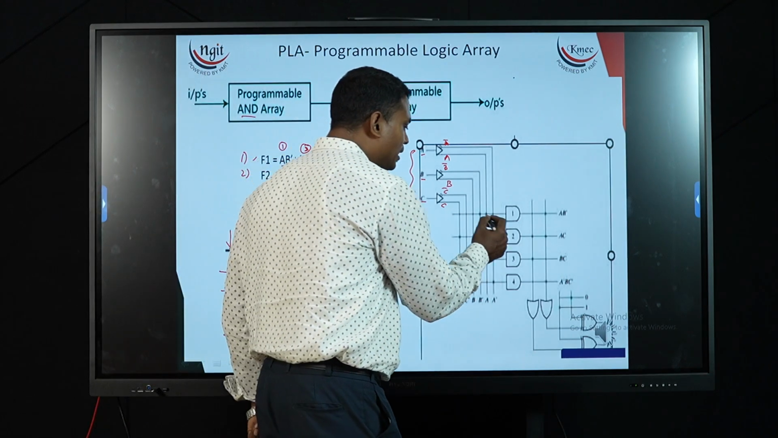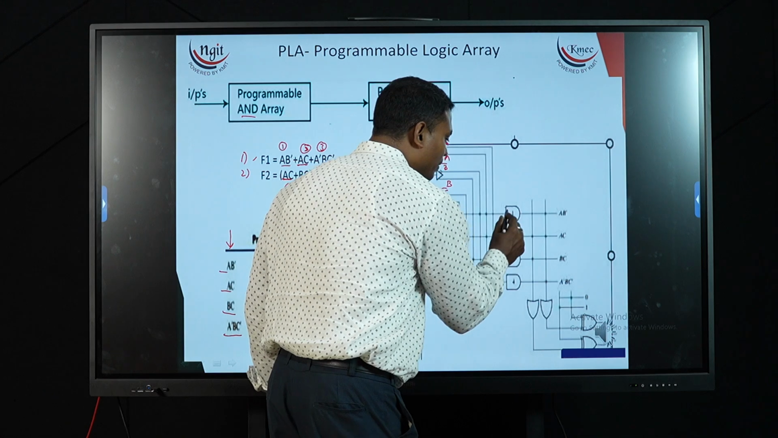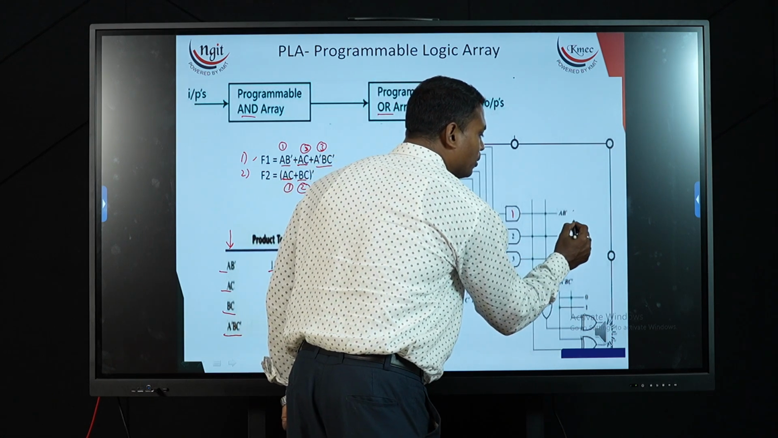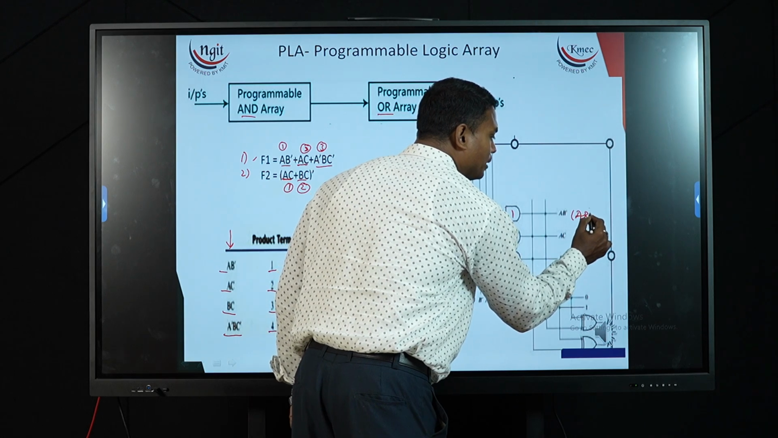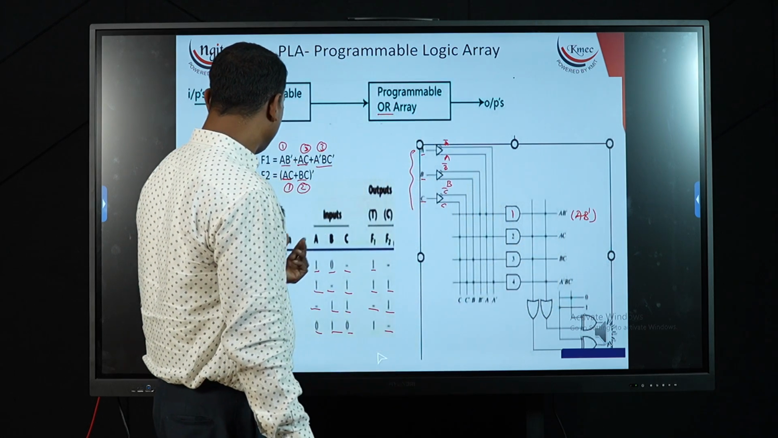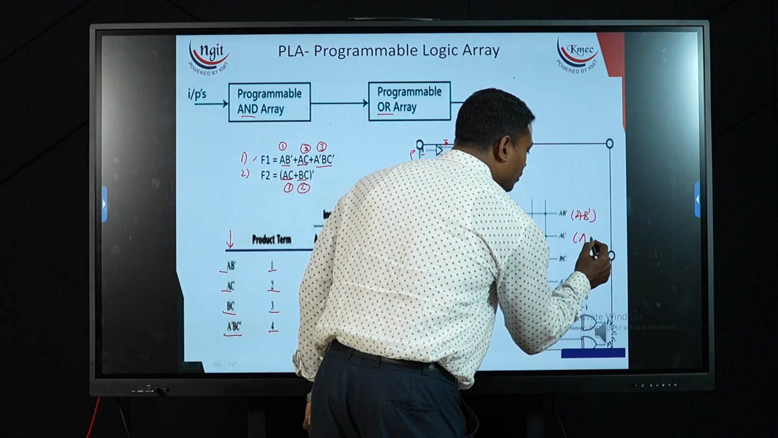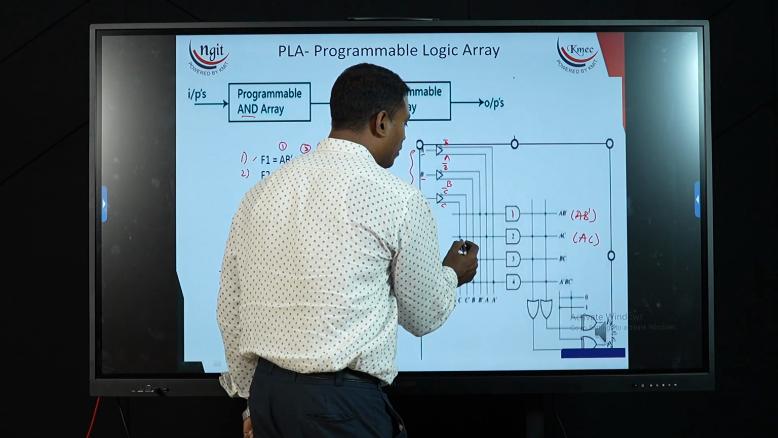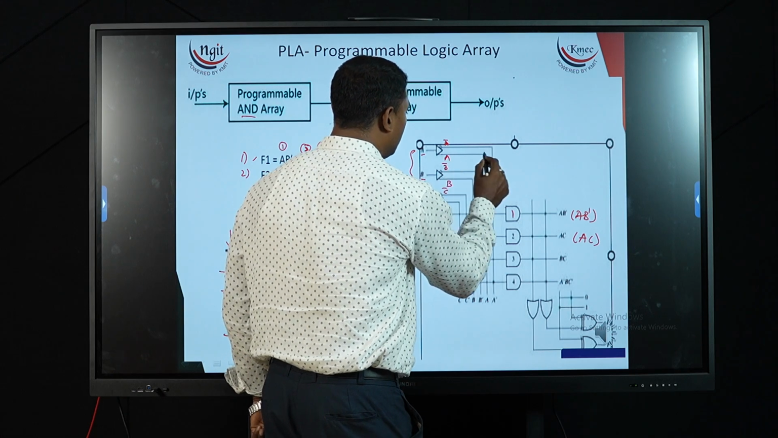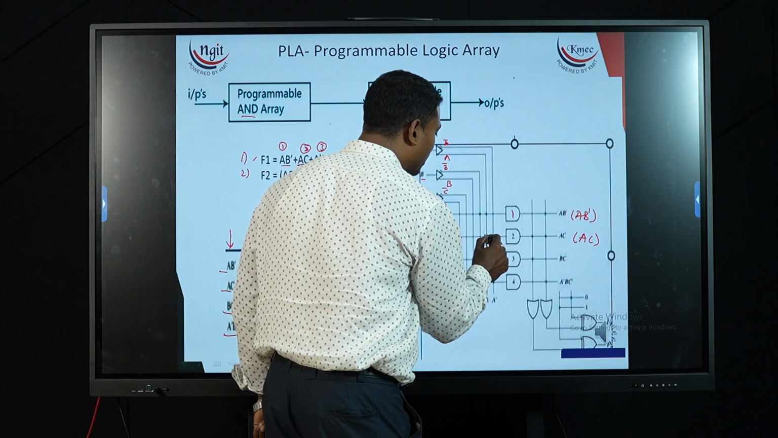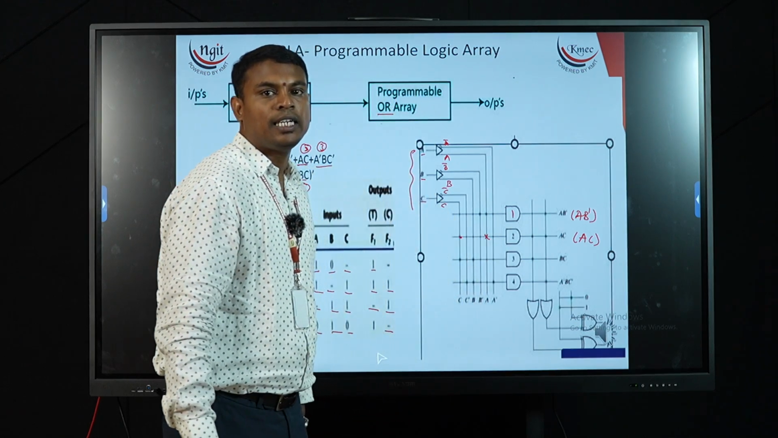So AB dash has to be mapped with my AND gate. That is, first AND gate should be mapped with AB dash. So this is my AB dash. Second term as AC. So second product term I am mapping to A and C lines. So now you can see this line is A and this line is C. So this is the marking that I need to do for each AND gate.